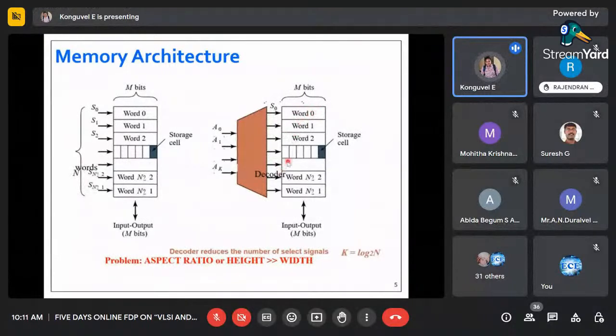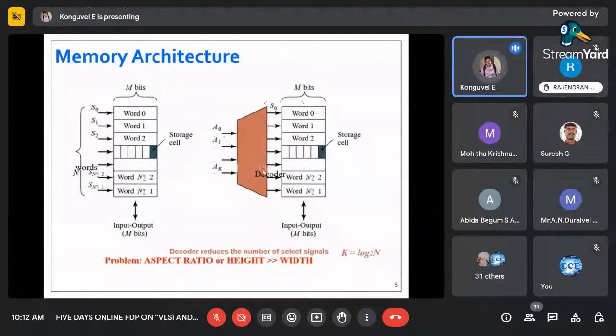So here, what is the problem again? We have a word of m bits, we have select lines, and we will have a problem of aspect ratio. Horizontally we have only 16 bits, word by word, and each word has 16 bits. On the vertical side we have a decoder. From the decoder, if we have 16 words, we should have 16 select lines.